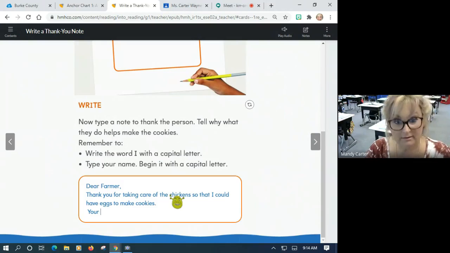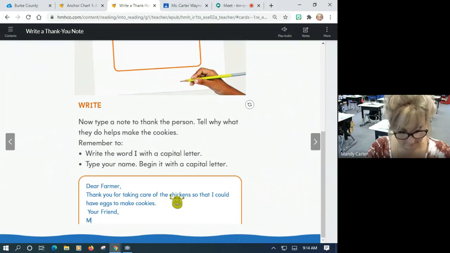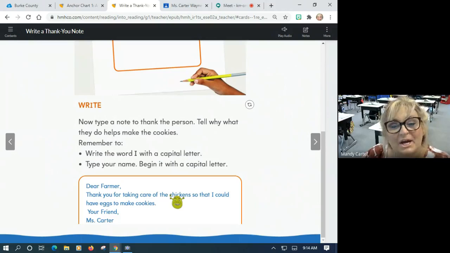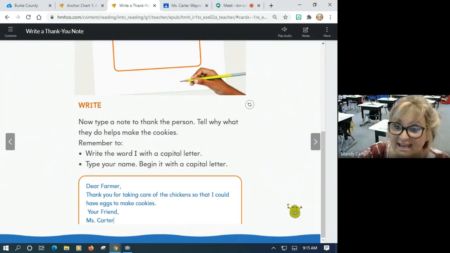Your friend, Miss Carter. Now you may pick a different person, but I think the farmer was a good person who helped to feed the chickens and take care of the chickens, and so we could have eggs. Draw your picture and write a thank you note. And don't forget, share it with your teacher.